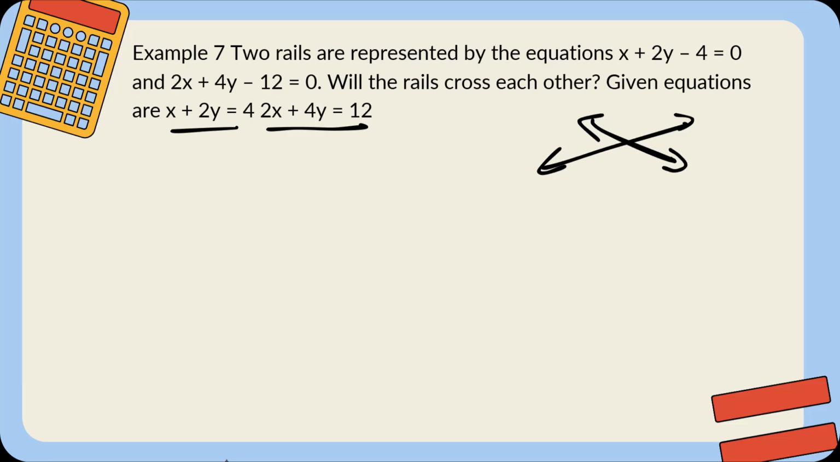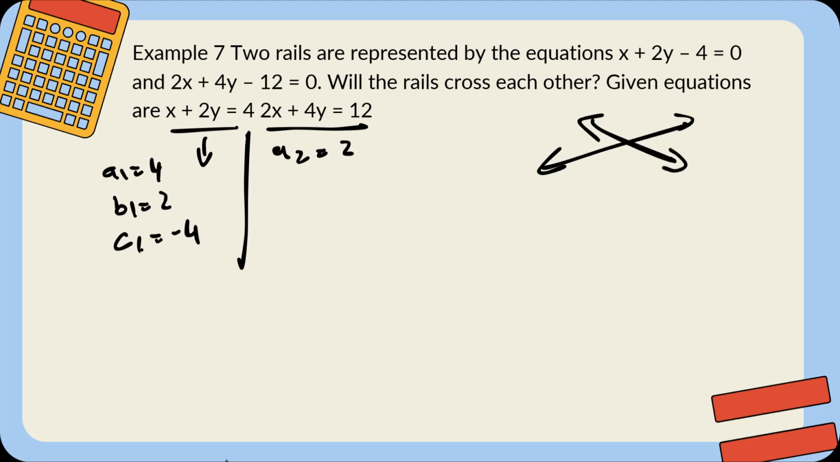You can do that by coefficients, right? In the first equation, what is a1? a1 here is 1. What is b1? b1 is 2. What is c1? c1 is minus 4. The 4 should go to the left hand side, so it will become minus 4. Now what is a2? a2 is 2. What is b2? b2 is 4. What is c2? c2 is minus 12, right?